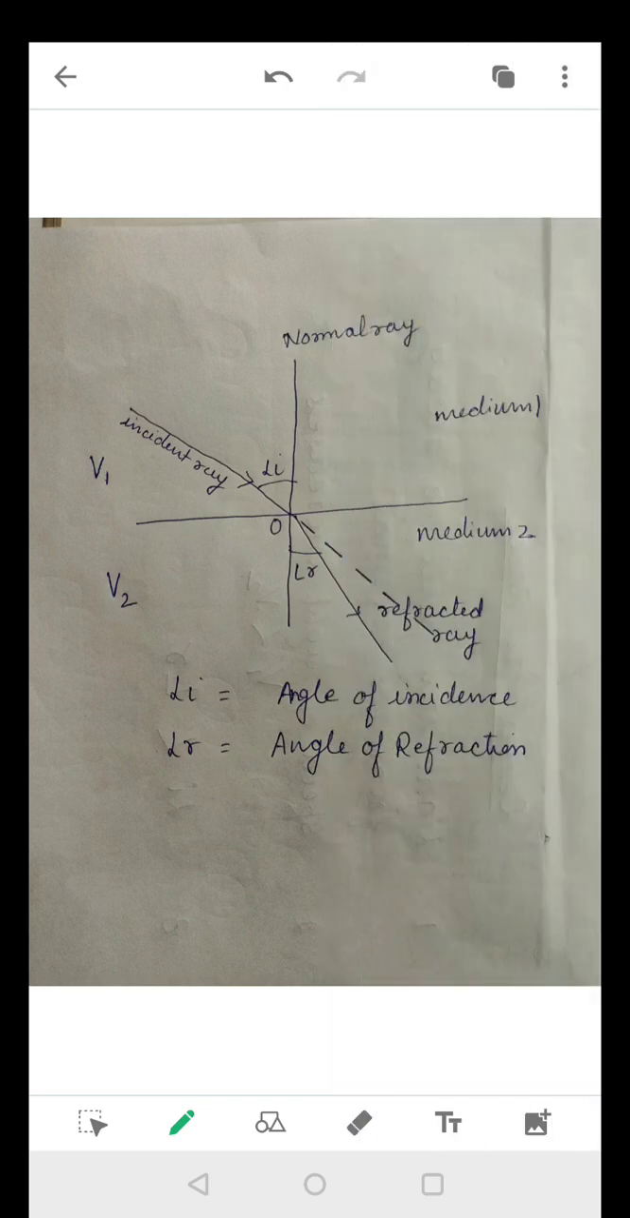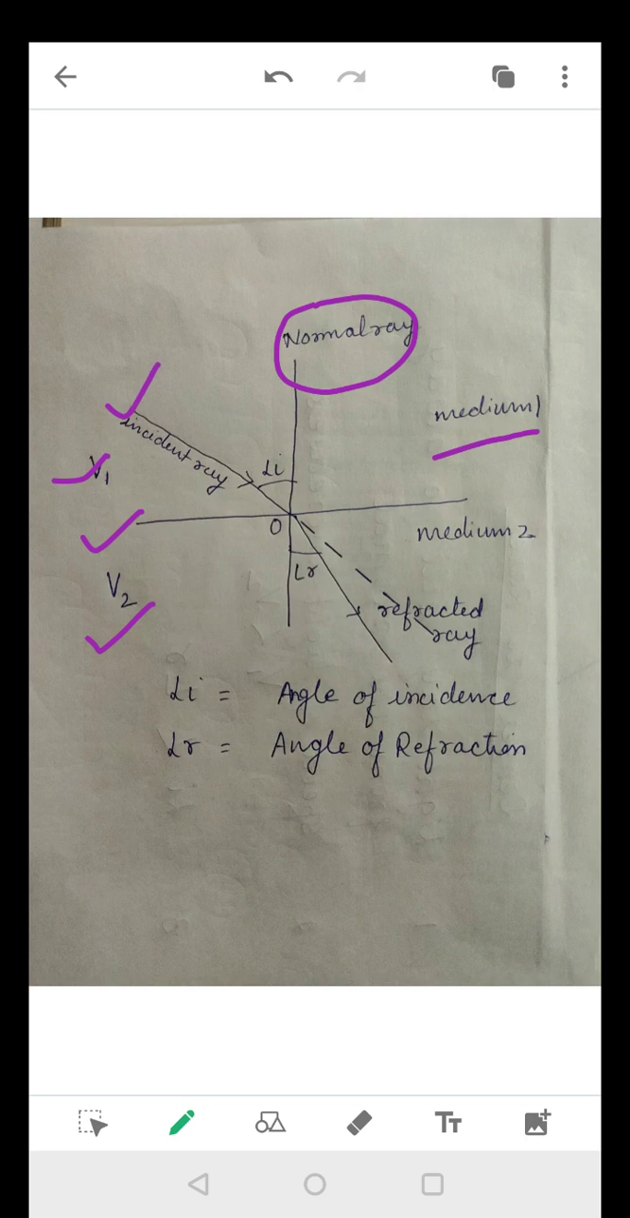I hope you're familiar with this diagram. You've done this diagram earlier also, right? This is your normal ray. This is your line of interface, above which you have the first medium, below which you have the second medium. In medium 1, the speed of light is v1. In medium 2, the speed of light is v2.